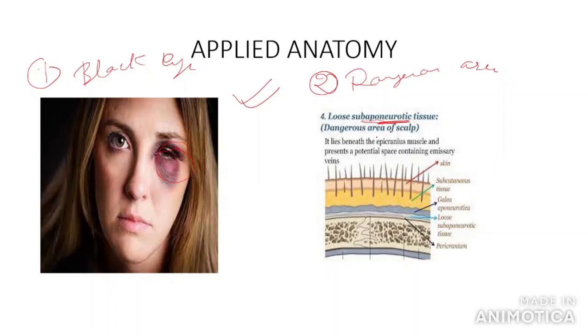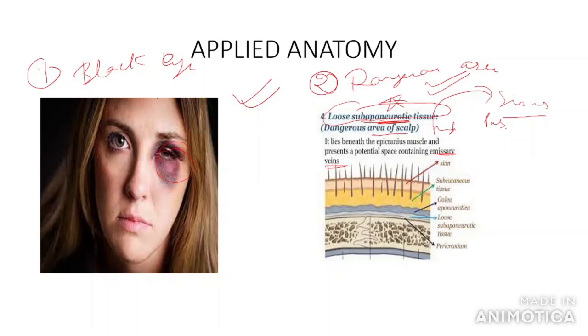ठीक है, यहाँ पे कोई भी अगर infection होता है like pus and anything, so ये emissary veins के through it can go into your sinuses. ठीक है, it will travel through your sinus and it will create even bigger problems. That's why dangerous area of scalp, it is called as loose eponeurotic tissue, and it is a very important thing that you should know.